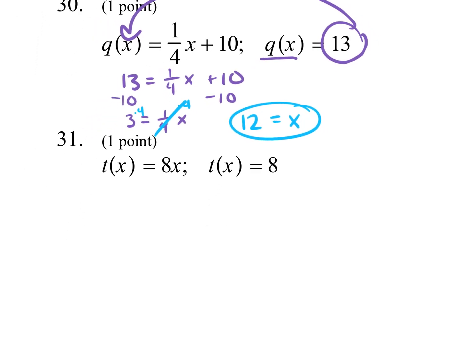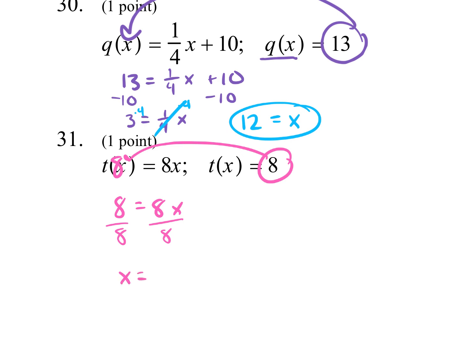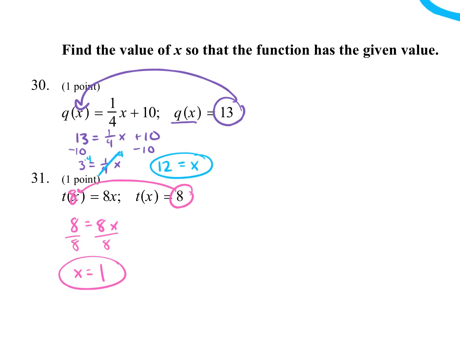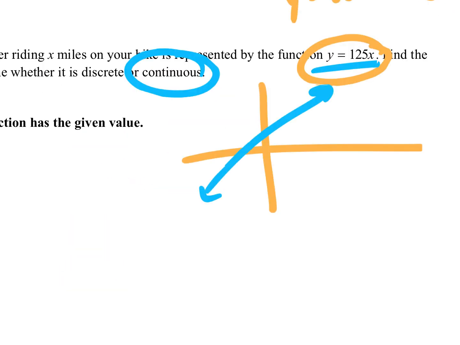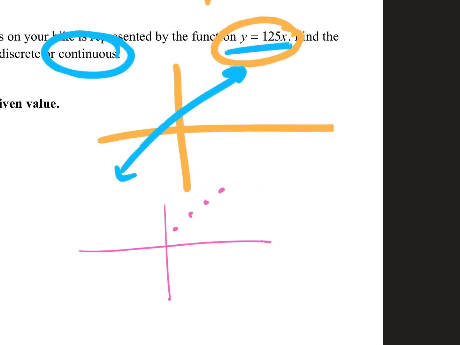31, we do the same thing. T of X is equal to 8. So I would take 8, plug it into the T of X. So 8 is equal to 8X. And how would I solve for X? Divide by 8. So what does X equal? 1. 8 divided by 8 is 1. Something that's discrete would be like points like this. It would give you values kind of like how our sequences had points. So that would be discrete.